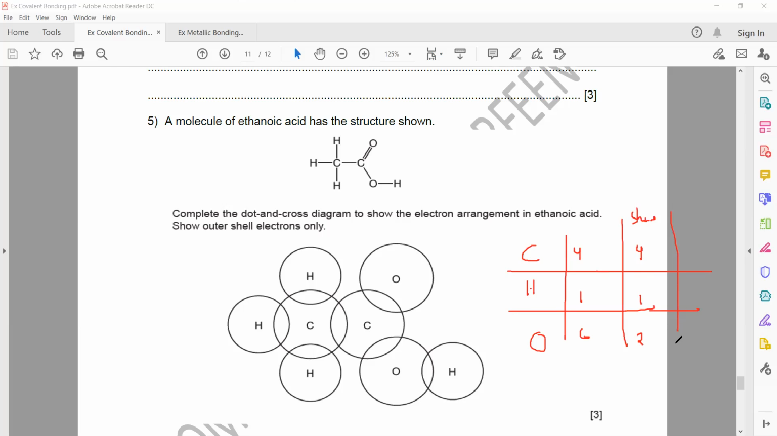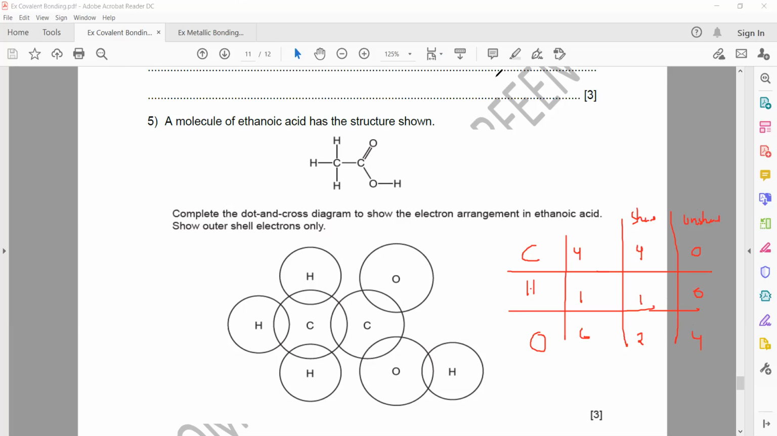Then how many unshared electrons will there be? So there are 4 electrons available, all four are being used, so unshared will be 0. For hydrogen, unshared will be 0. For oxygen, unshared will be 4, because out of 6, it used 2 electrons in sharing, so unshared will be 4.